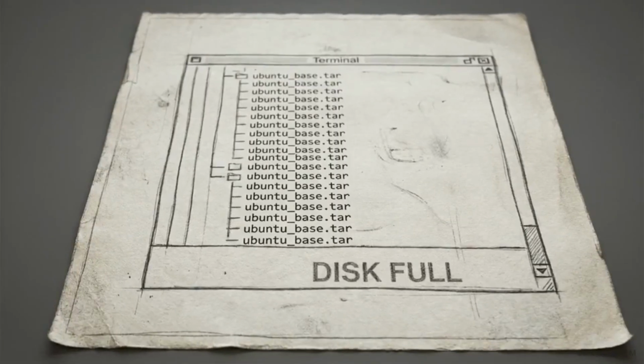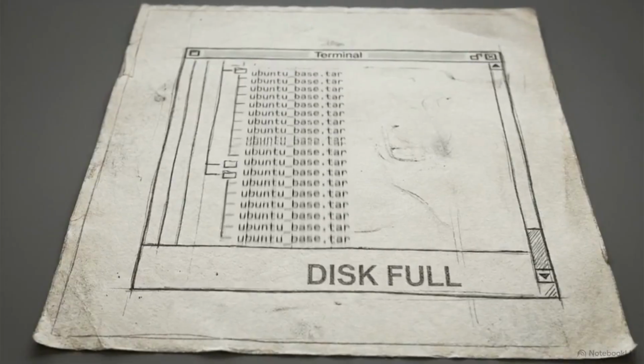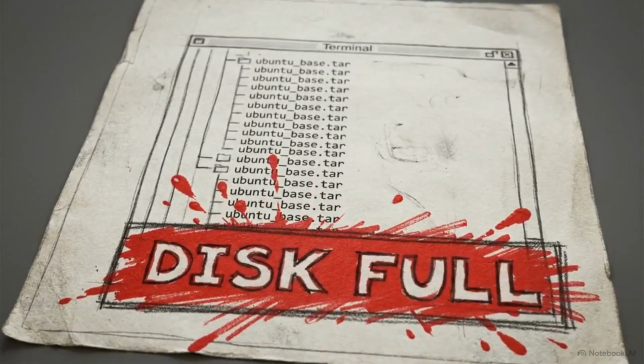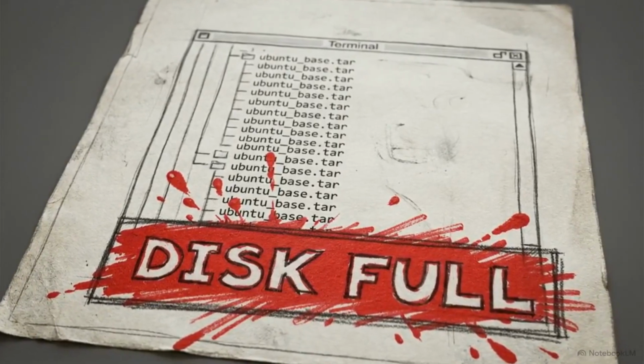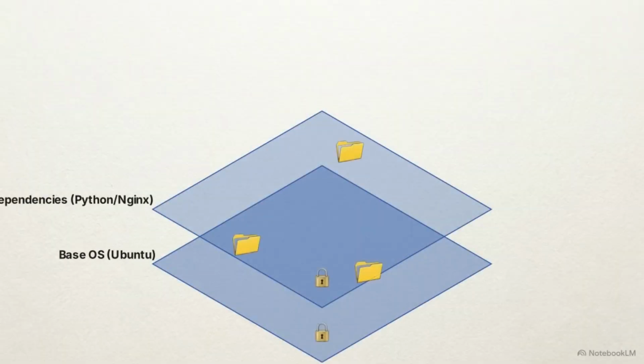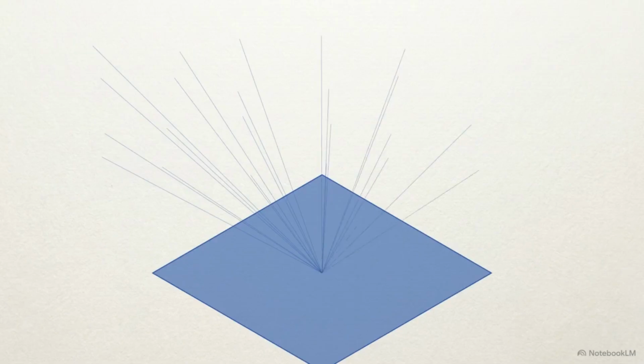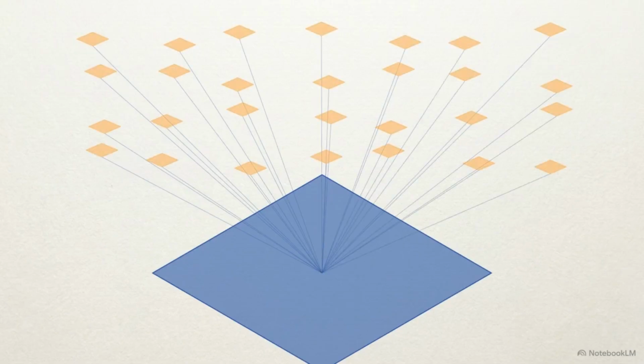But if you boot 500 containers, and each requires its own 77 megabyte base OS, you waste nearly 40 gigabytes of space on identical files. The solution is OverlayFS, a union file system that merges multiple directories into a single unified view. The bottom layers, called the lower tier, hold your read-only image components. Because they cannot be modified, a single 77 megabyte Ubuntu base can be safely shared by thousands of containers simultaneously.